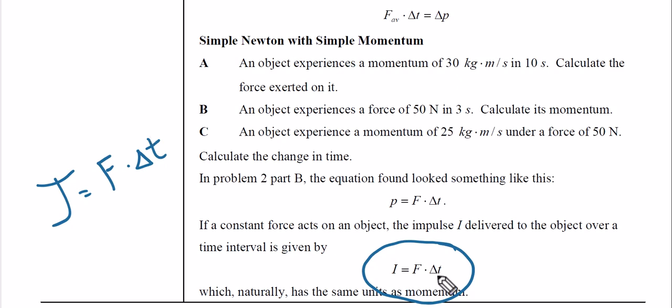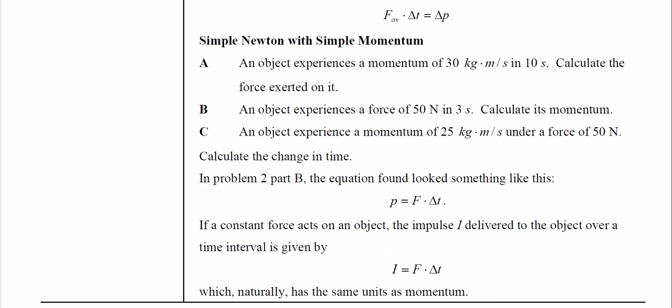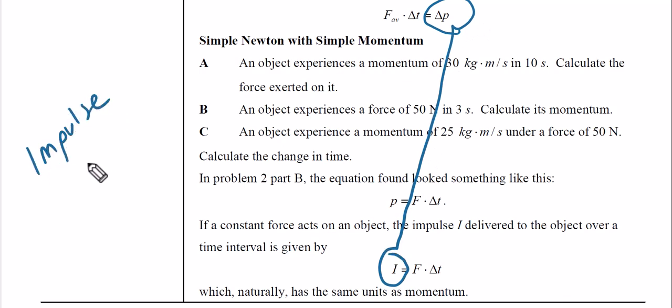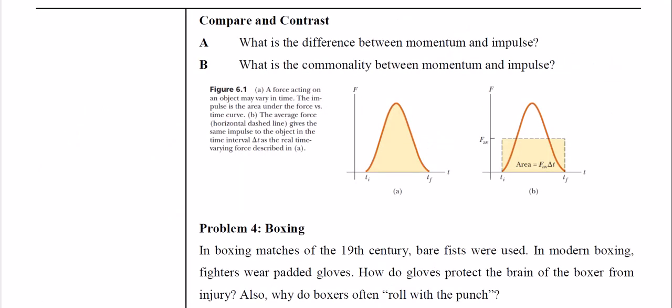I equals F times delta t. Now this happens to have the same units as momentum. If we look at this, we're pretty much saying that a change in momentum is the same thing as impulse. So impulse is a change in momentum. So momentum and impulse, let's talk about them. Momentum is mass in motion, and any moving object can have momentum. But now let's get more technical. If an object's momentum is changing, then its change in momentum is equal to its impulse.